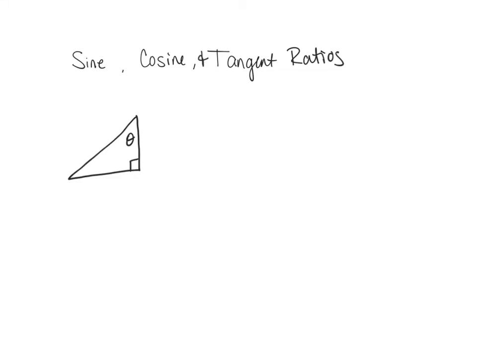In this video, we are going to be talking about sine, cosine, and tangent ratios. Before we get into the ratios, though, we need to make sure that we know how to name the sides of the triangle in relation to the angle theta that we are given.